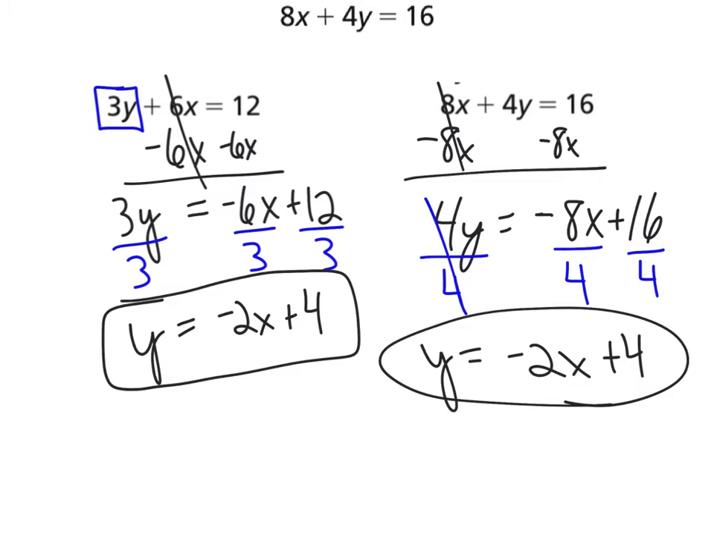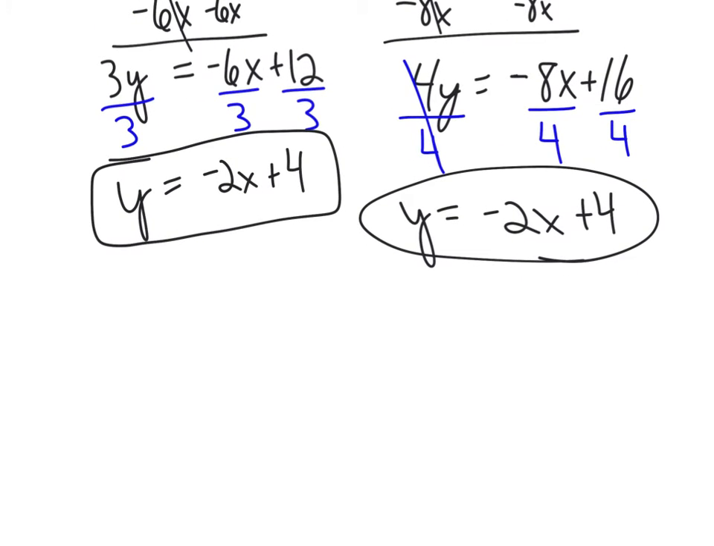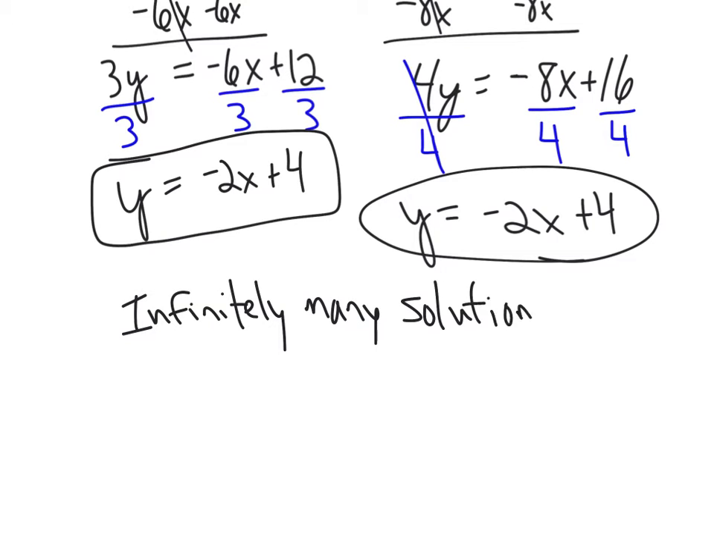So at this point, you might notice that those equations are identical to each other. And what that means is we have infinitely many solutions. We have infinitely many solutions because the lines are the same.